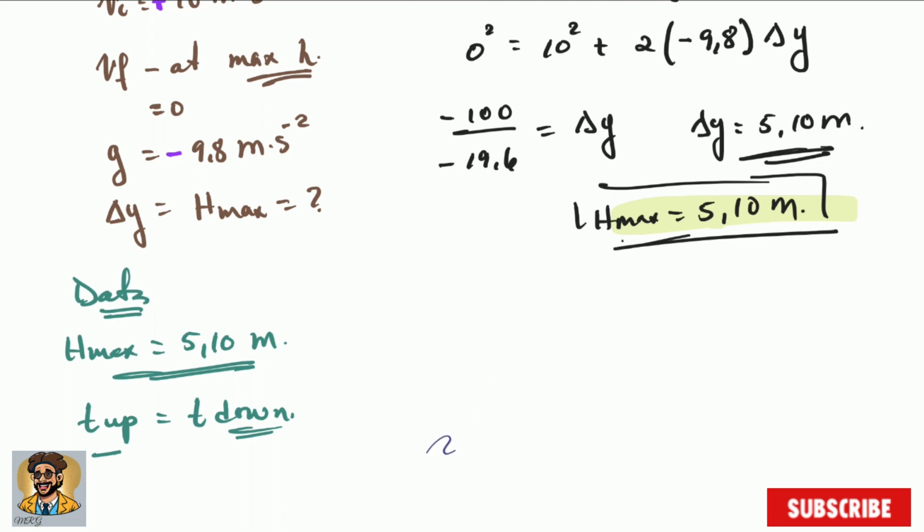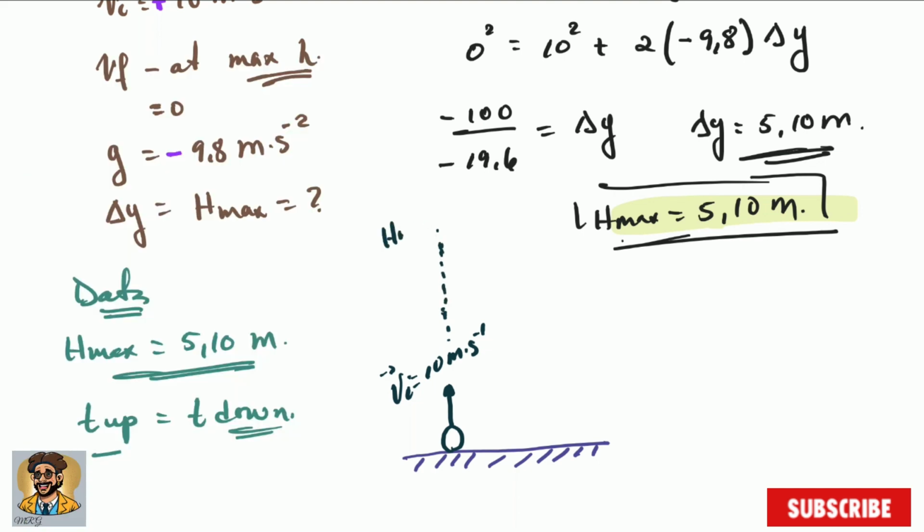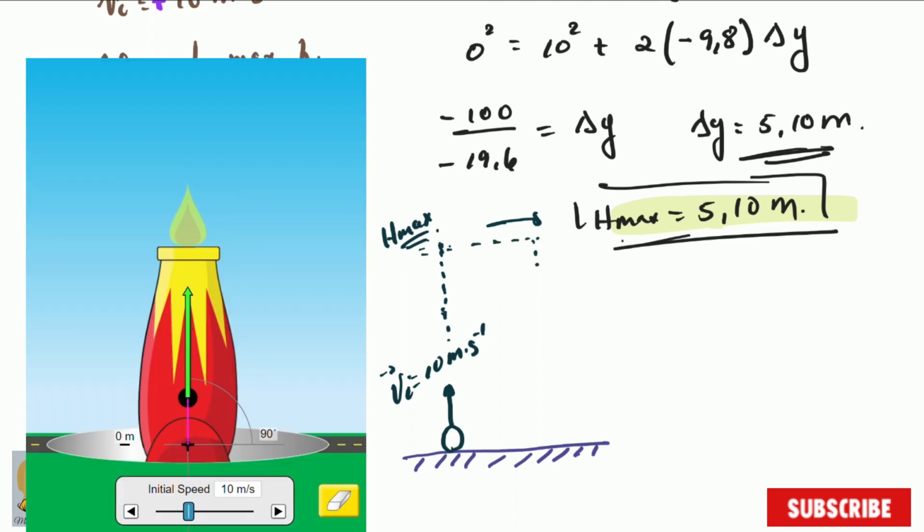The object was thrown, let's say, from this specific height with the initial velocity of 10 meters per second. So this one is quite important. The initial velocity of the object was thrown up here with the initial velocity of 10 meters per second. Okay, this object is going to go up all the way to the maximum height. This one is h maximum and is equal to 5.10, and then the object is going to return to the ground. Okay, return to the ground and reach the ground.